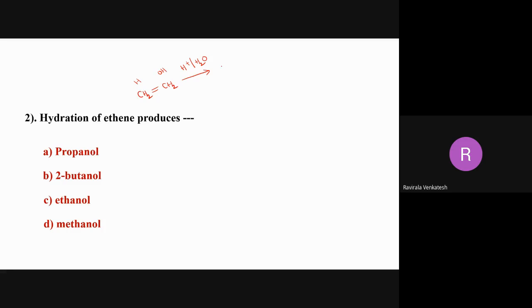Unsymmetrical, which rule you have to follow if it is an unsymmetrical alkene? Markovnikov's rule. So what is the name here? Ethanol, isn't it? These are simple things. You have to remember compulsorily.